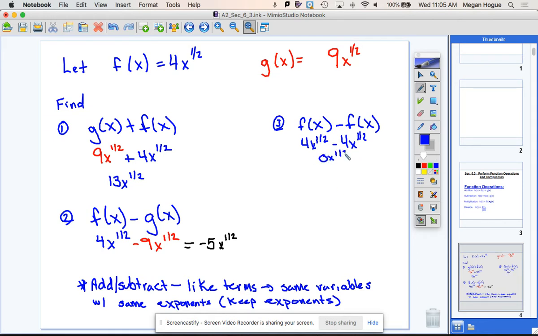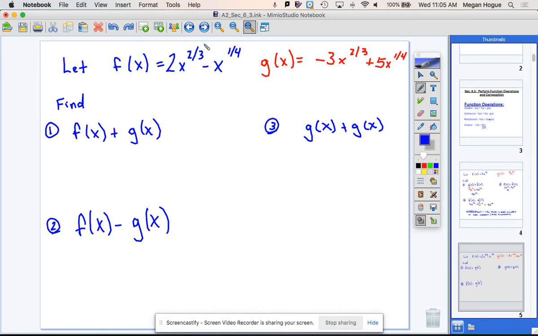Some people will put 0x to the 1/2. If you put that, okay. But really, we should just be putting 0 as our final answer. Now, I'm going to move on to that second section. This is where I want to make sure I'm using this new set of equations. Don't accidentally go up and use that set we just used. How are these equations different?